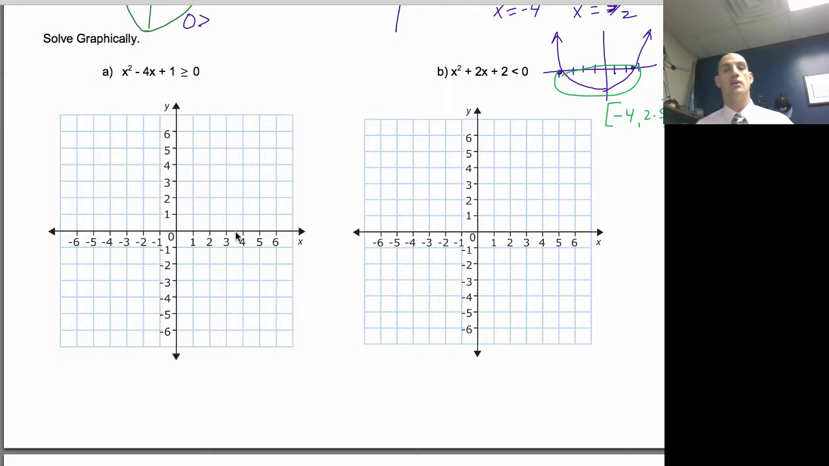Okay, you are fully equipped to solve these two. I'd like for you to do that. So pause this, try it by graphing, and then find where your zeros are, and then go ahead and determine where it's greater than 0. And I'll be right back after the pause.